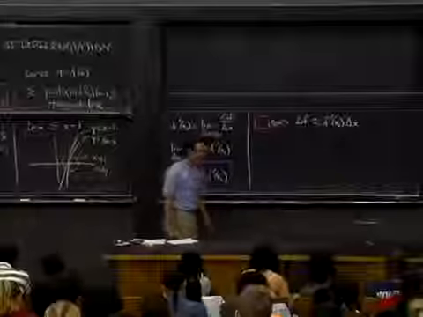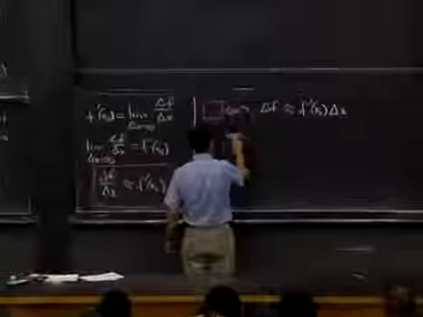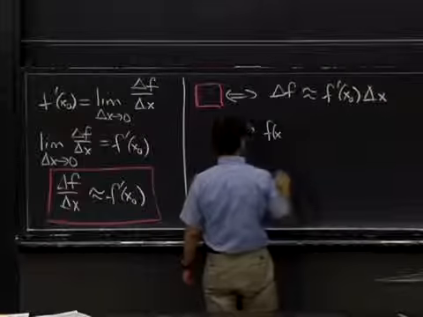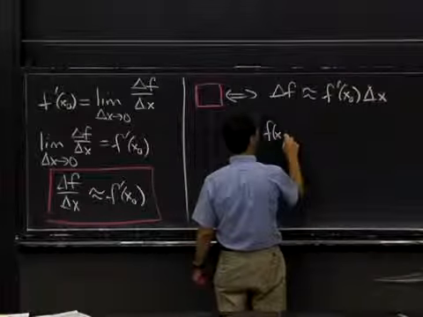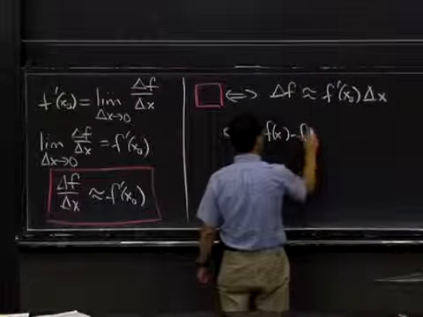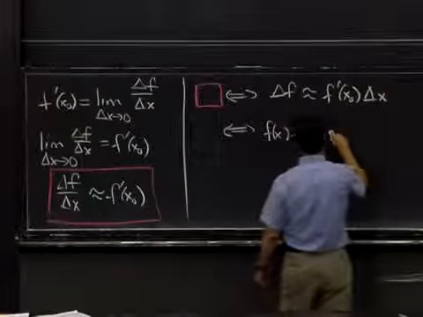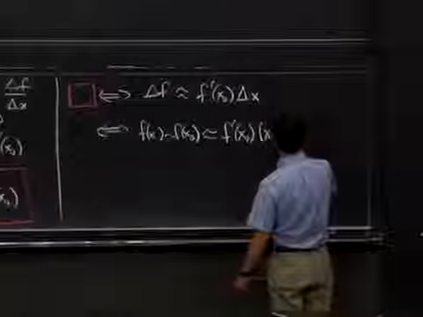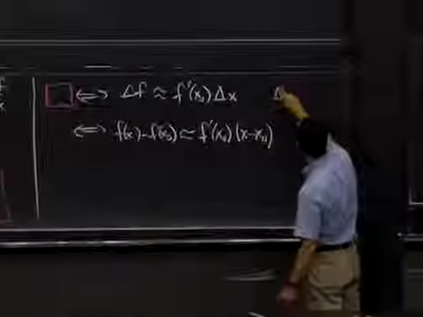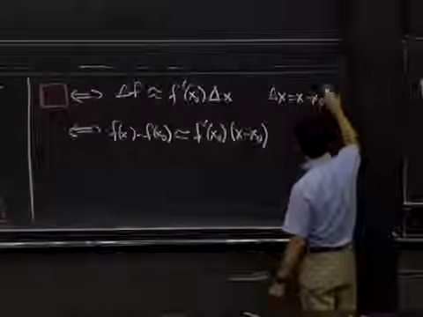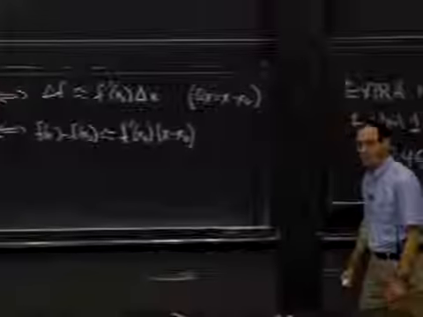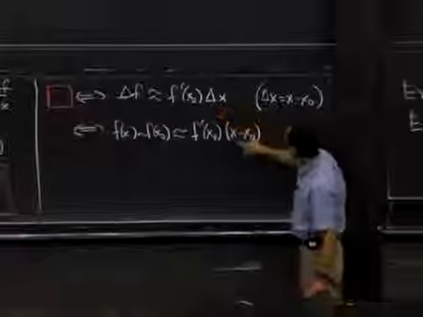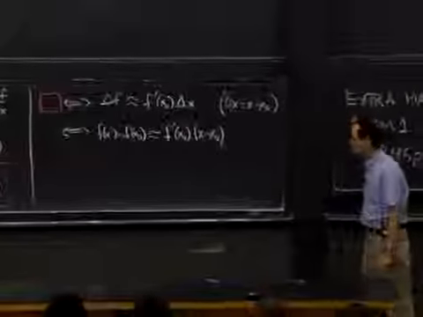All right? And now if I just write out what this is, it's f of x minus f of x 0. I'm going to write it this way, which is approximately f prime of x 0, and this is x minus x 0. So here I'm using the notation delta x is x minus x 0. And so this is the change in f. This is just rewriting what delta x is.